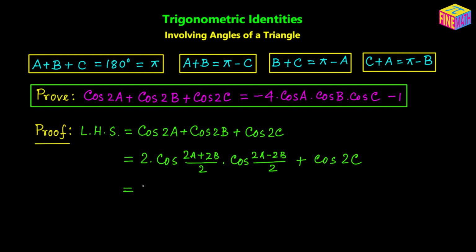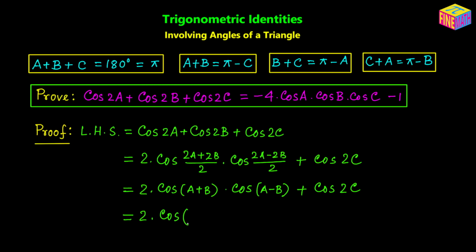So this can be written as 2 times cosine of (a plus b), because (2a plus 2b) over 2 can be written as a plus b, times cosine of (a minus b), because (2a minus 2b) over 2 will be equal to a minus b, plus cosine of 2c. And from here, can we write this is equal to 2 times cosine of, in place of a plus b, can we write it as pi minus c, times cosine of a minus b plus cosine of 2c.